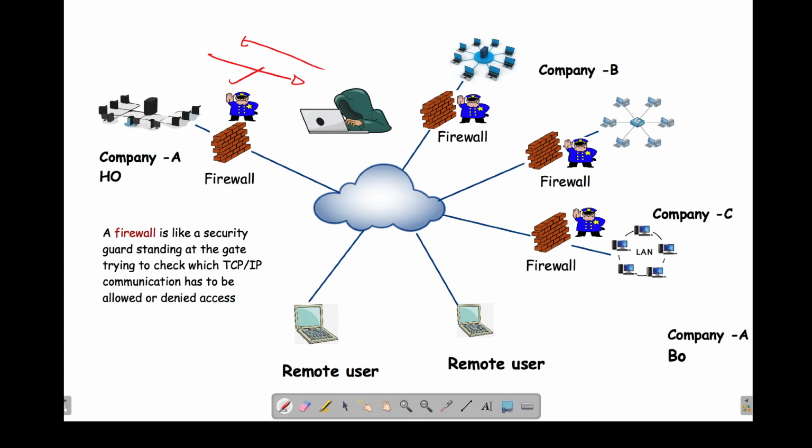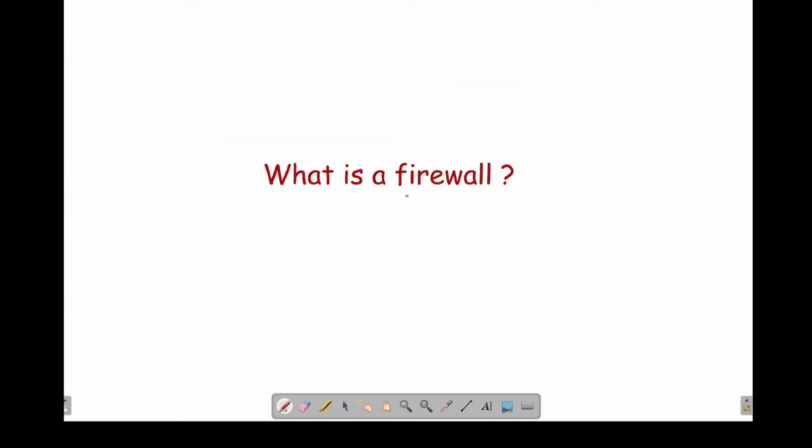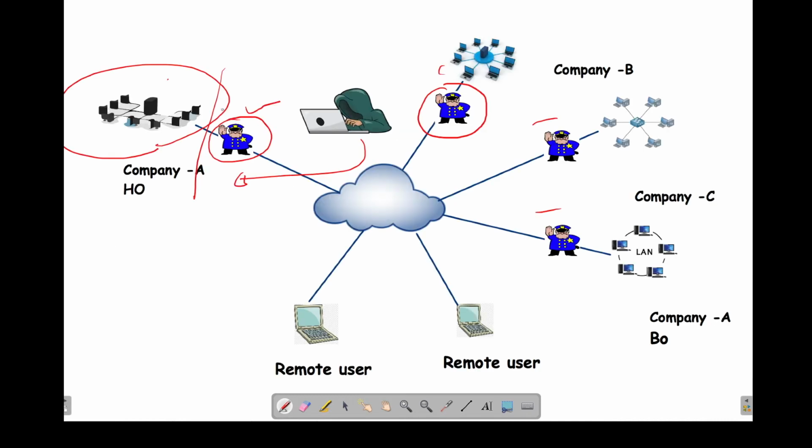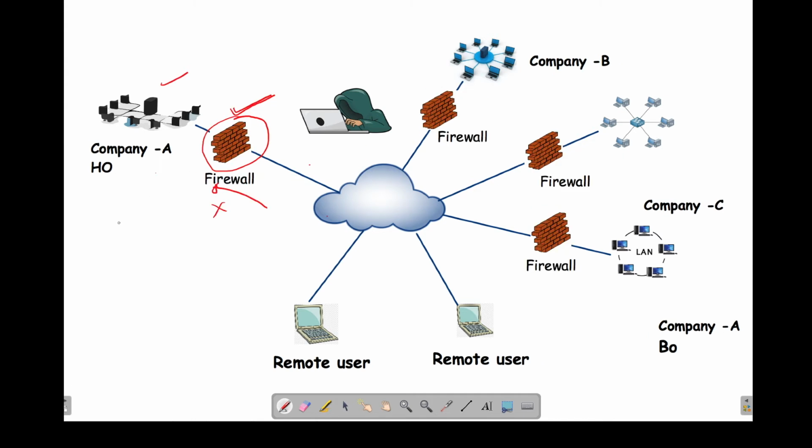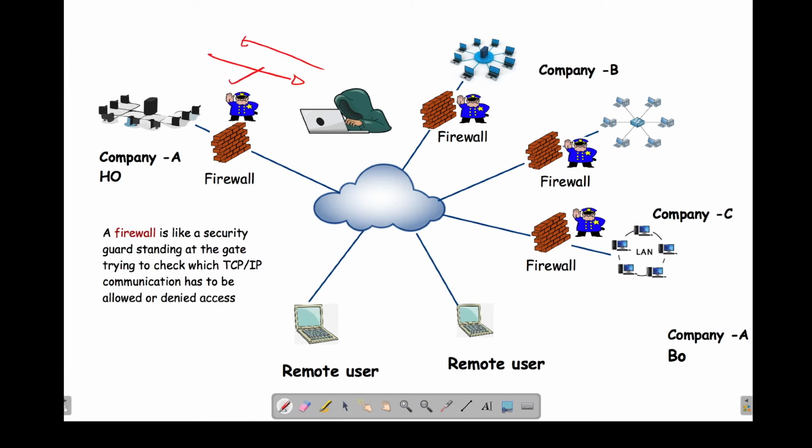So we have seen what the role of a firewall is. The firewall is like a security guard standing at the gate trying to check which packet should be allowed access, which packet has to be denied access, and the packets are going from head office to branch offices or head office to the internet.